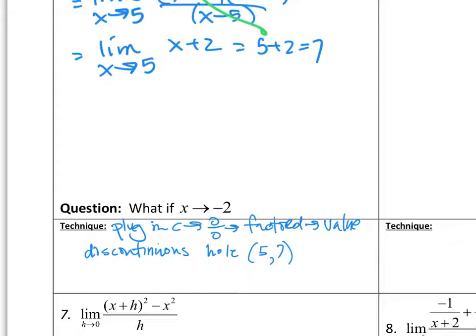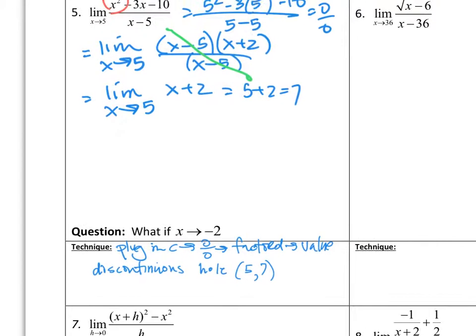Now, if you notice, this little question right here says, what happens if the limit is heading to -2? Well, in this case, let me write with a pencil. Okay. In this case, we would say the limit as x goes to -2 of this x plus 2, we plug that in, and the limit would actually be 0. That's not the same thing as 0 over 0. That is just the value 0.